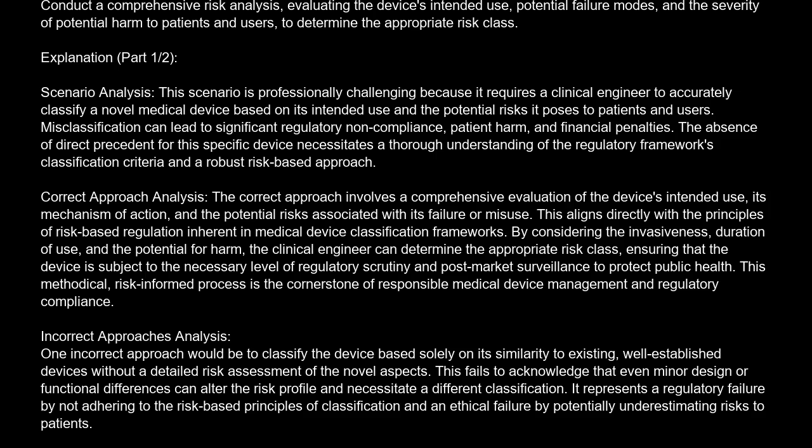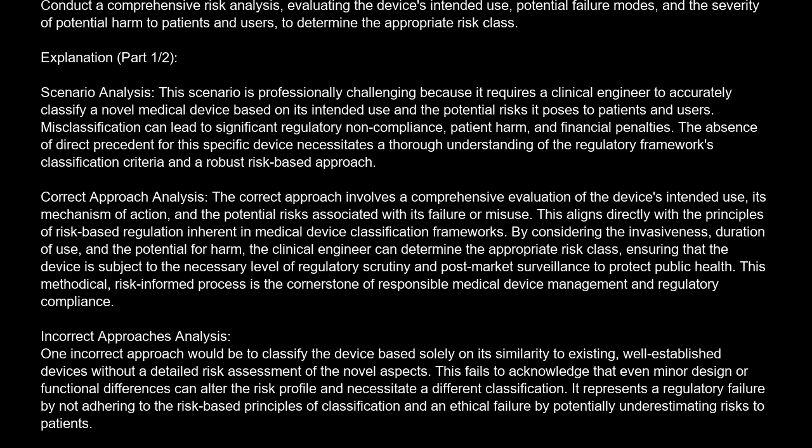Correct approach analysis. The correct approach involves a comprehensive evaluation of the device's intended use, its mechanism of action, and the potential risks associated with its failure or misuse. This aligns directly with the principles of risk-based regulation inherent in medical device classification frameworks. By considering the invasiveness, duration of use, and the potential for harm, the clinical engineer can determine the appropriate risk class, ensuring that the device is subject to the necessary level of regulatory scrutiny and post-market surveillance to protect public health. This methodical, risk-informed process is the cornerstone of responsible medical device management and regulatory compliance.